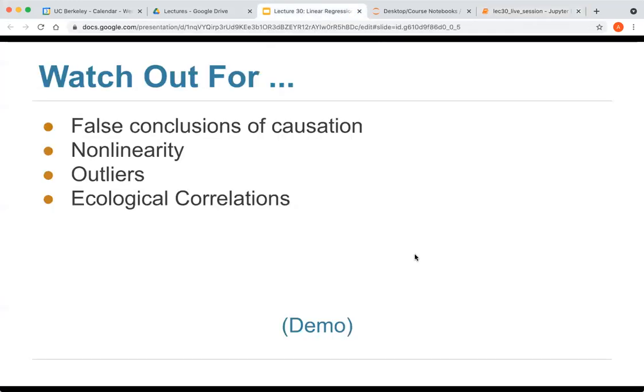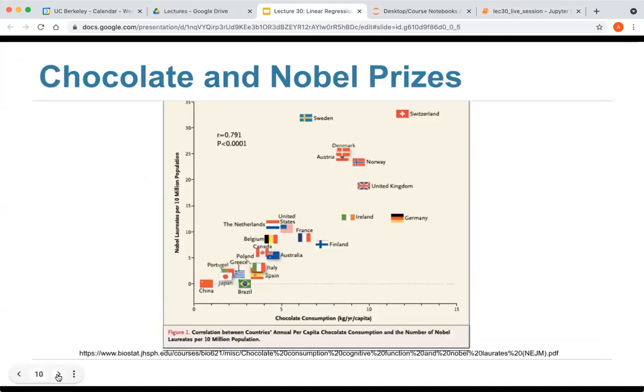Those are my slides. Okay, so you know to watch out for ecological correlations. I'm going to show you an ecological correlation. It's beautiful. This was actually in a serious paper. The reference is at the bottom. This is a scatter diagram. Okay, so each point represents a country. And they are represented by their flags.